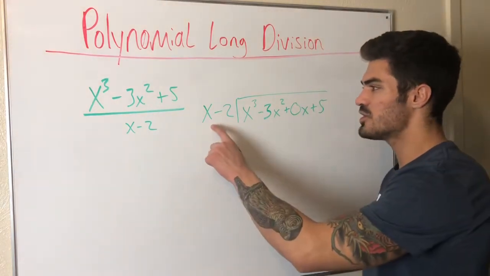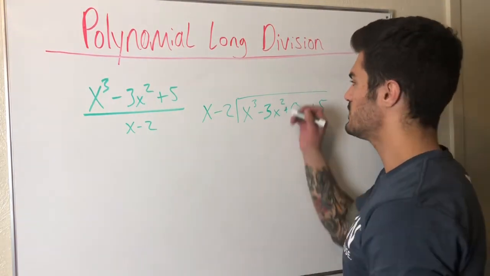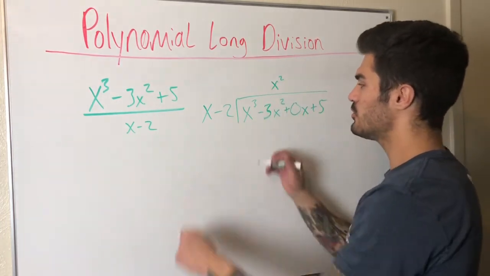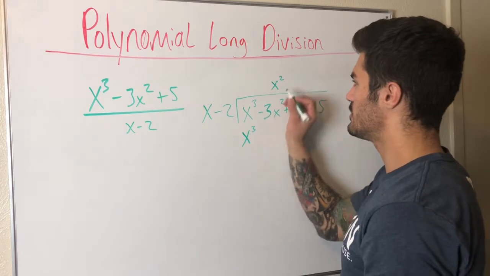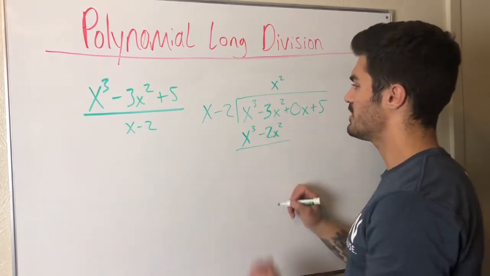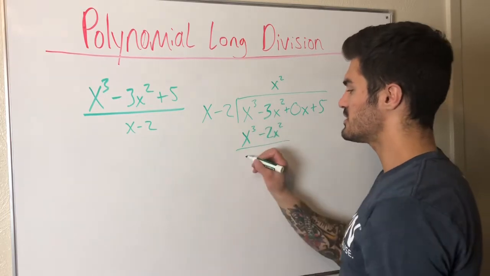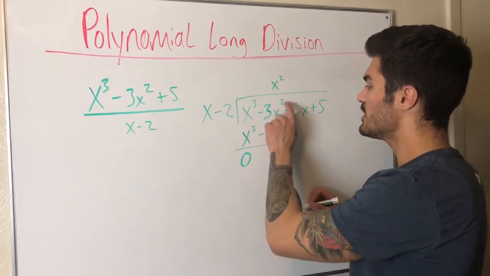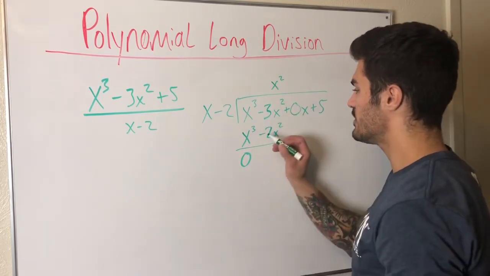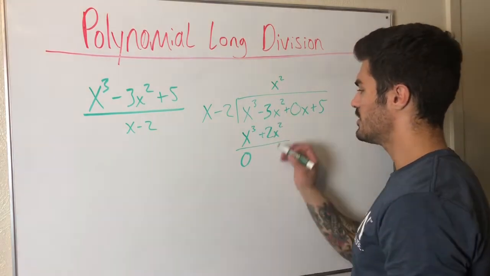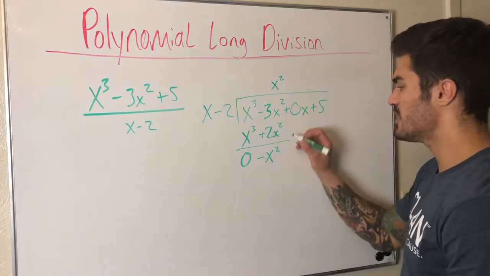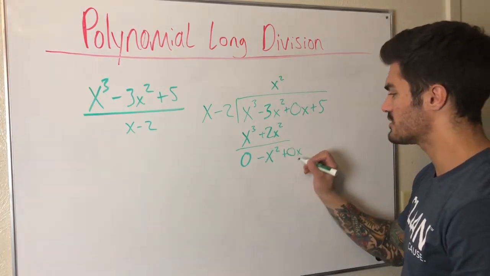So let's go ahead and start. What do we multiply x by to get x cubed? That's x squared. And then I'm going to come back down and multiply this out. x cubed minus 2x squared. And then I subtract down: x cubed minus x cubed, that's 0. Negative 3x squared minus negative 2x squared. That's negative 3x squared plus 2x squared, which is just negative x squared. All right? Then I carry down my plus 0x.